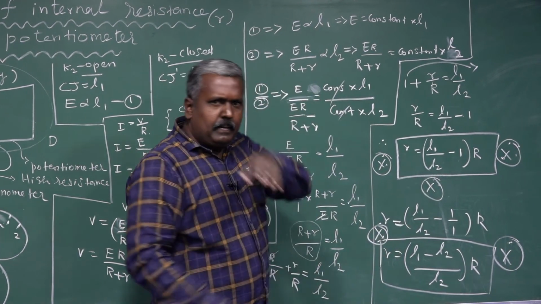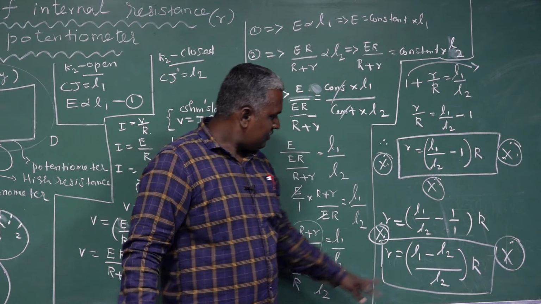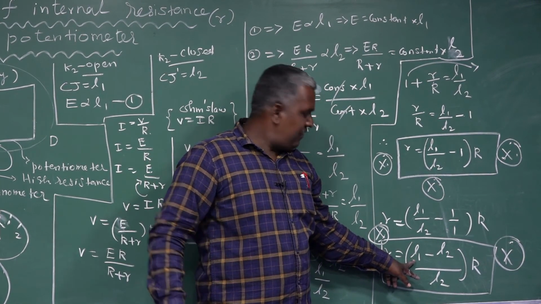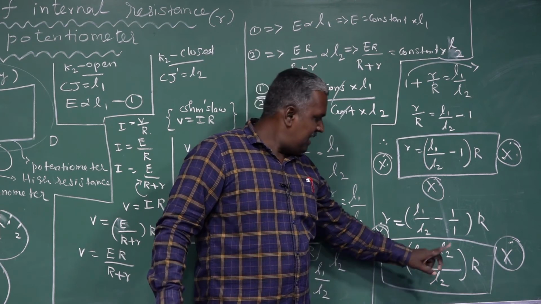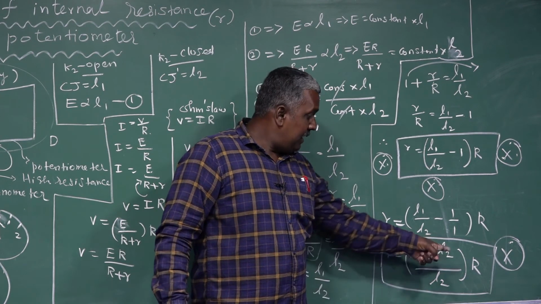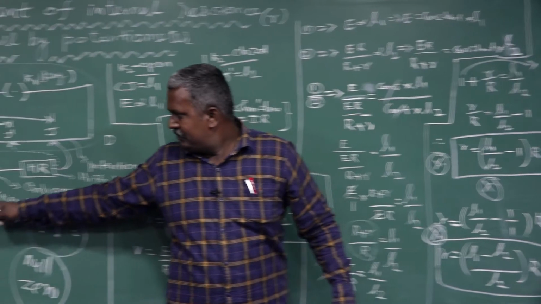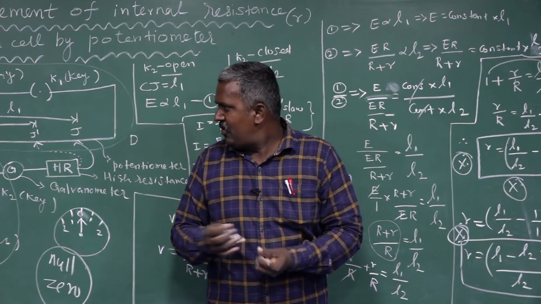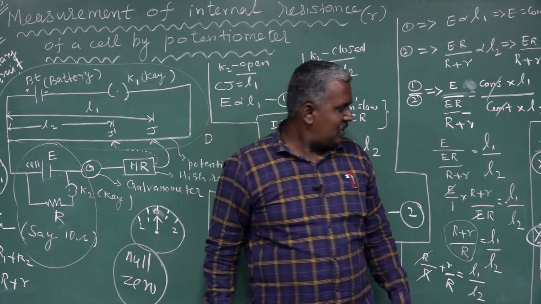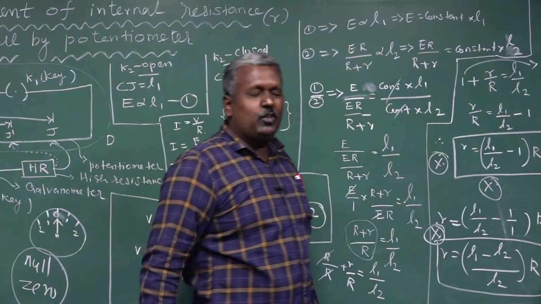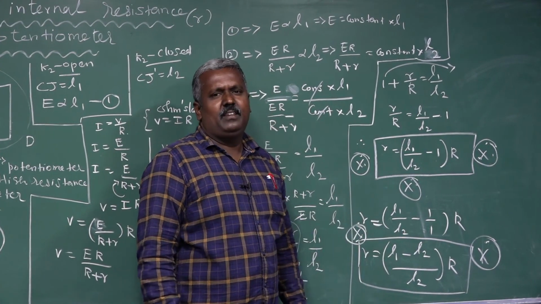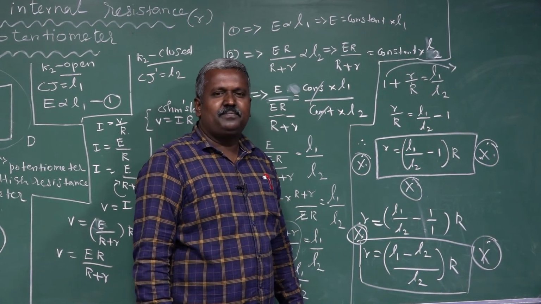Okay? Clear? So on substituting the values of L1, L2 and R, we get the internal resistance of the cell. Come on, any idea in your mind? What's the relation between small r and caps R? Come on, tell me.